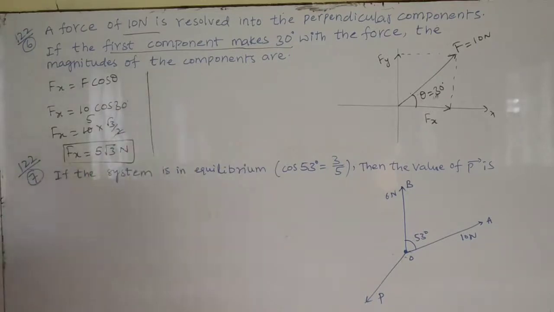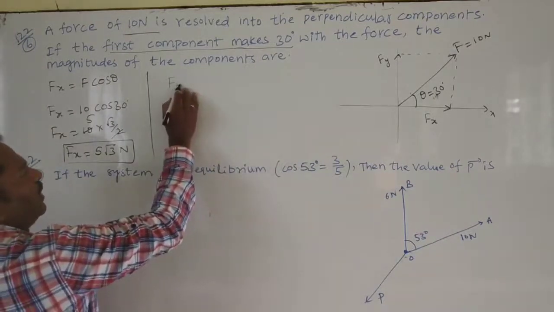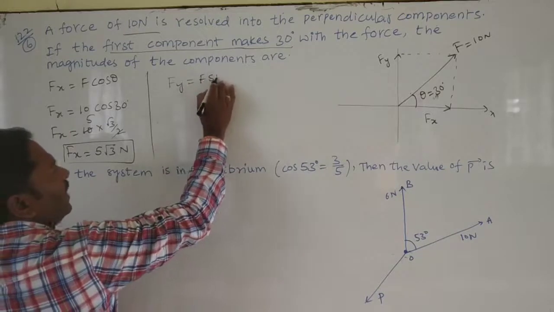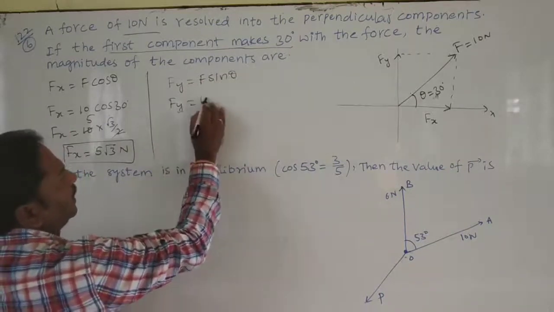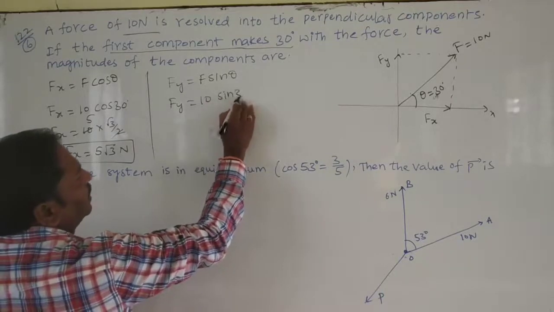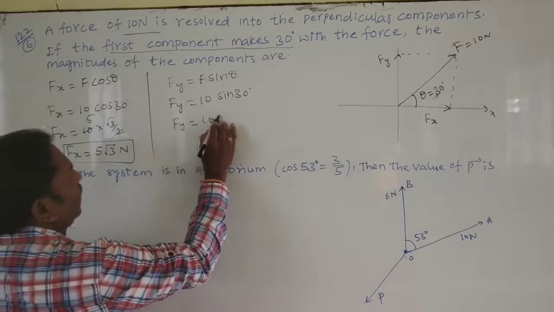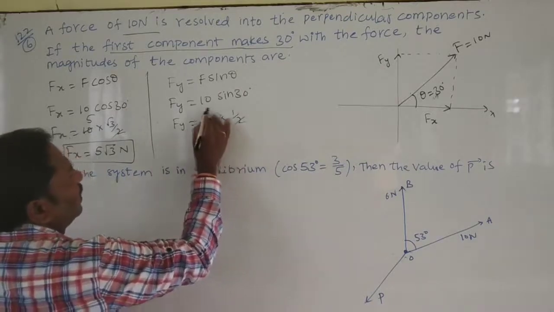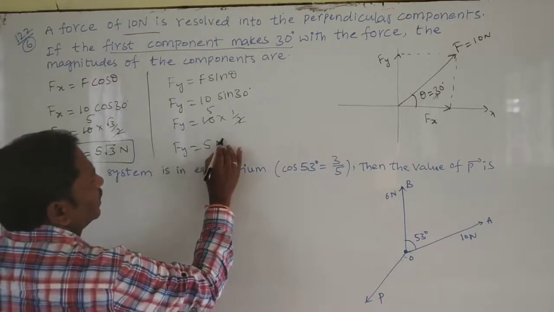Next, what about the y component? When resolving to y, Fy equals F sin theta. So Fy equals 10 sin 30. What is sin 30? 1 by 2. So Fy equals 10 into 1 by 2, which is 5 newtons.